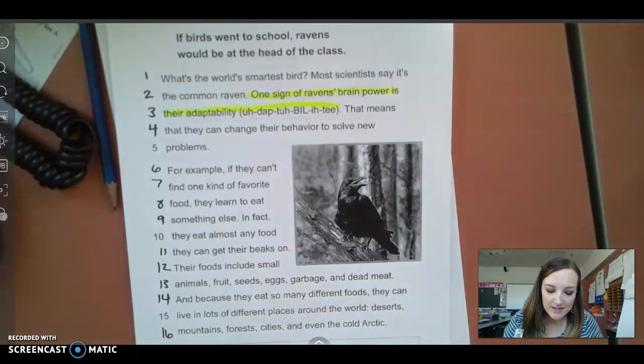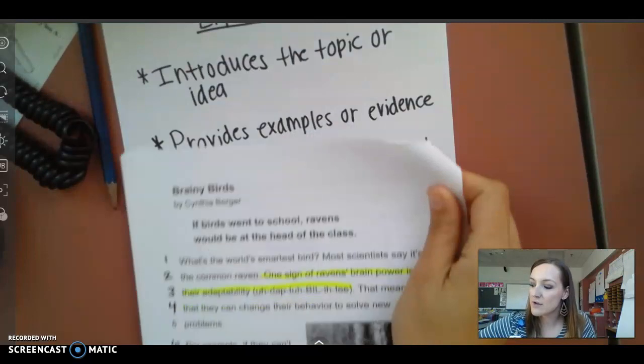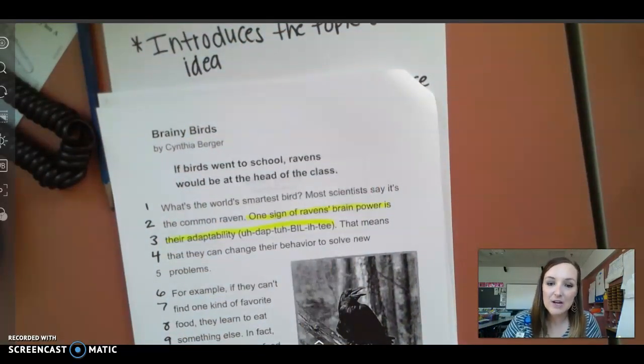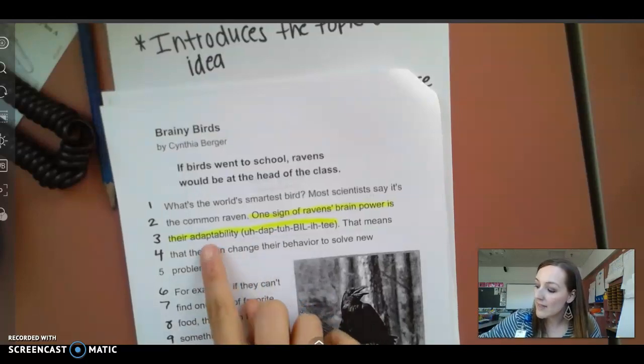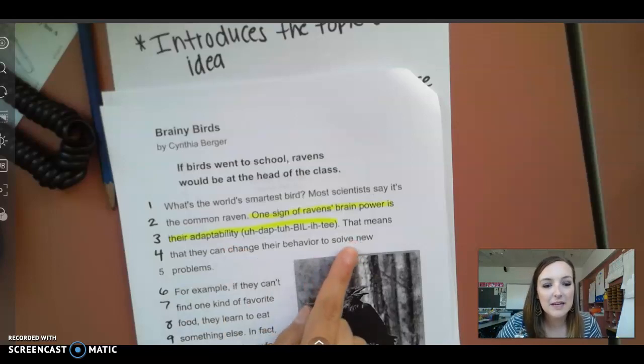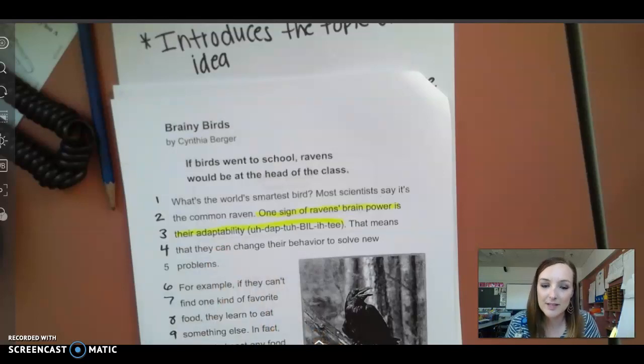And this sentence is what we call introducing the topic. So when we think back to those features, the first thing we do is we introduce the topic or idea. So I see the author doing that. I know that they're going to be talking about their adaptability. And then it goes on to tell us, what does adaptability mean? And it means that they can change their behavior to kind of solve the problems that they have. So that introduces the topic or the idea of this section. We know it's going to be about how they can adapt or change to fit their environment.